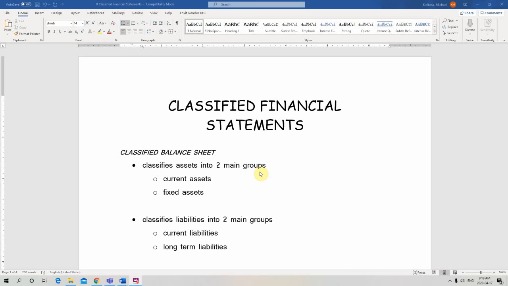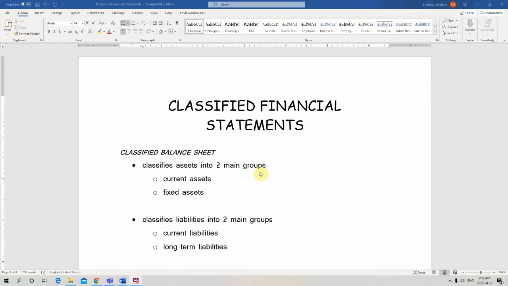All right, today we're going to discuss classified financial statements, more specifically, a classified balance sheet. So, our balance sheet is going to change again. It's not going to change much because we know a couple of things. Now, at the beginning of the year, I started talking about how assets were classified, right? First by liquidity and then by useful life.